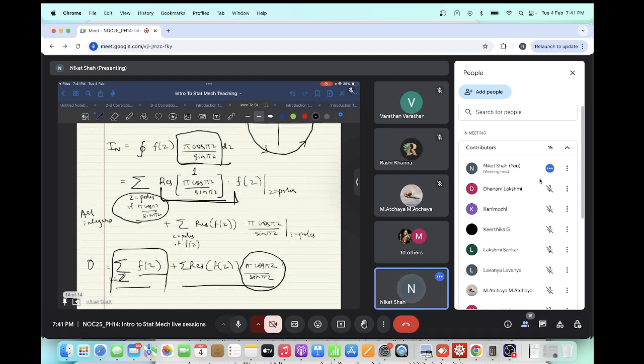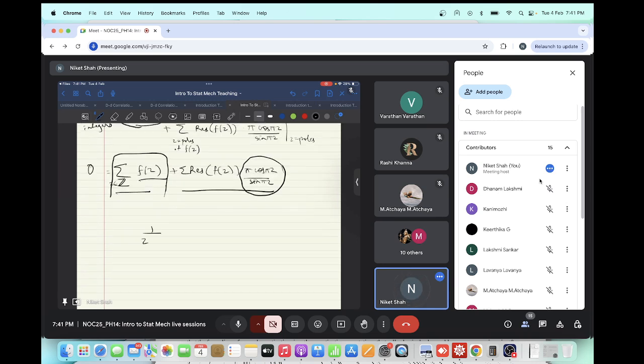From the poles of f of z, I will get some term which I have to evaluate. The left hand side, which is the contour integral, is actually 0, because think of it: 1 upon z squared plus a squared is the function we are talking about. As z tends to infinity, 1 over z squared plus a squared tends to 0. So the actual contour integral of this is going to be 0, and the left hand side is 0.